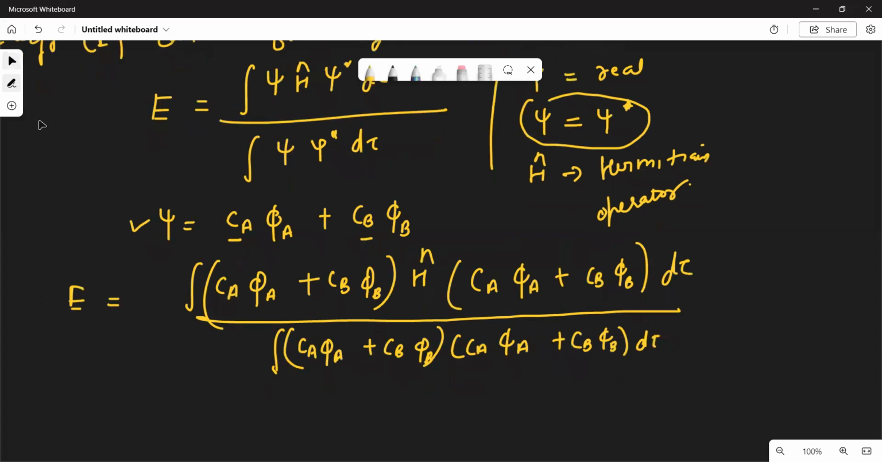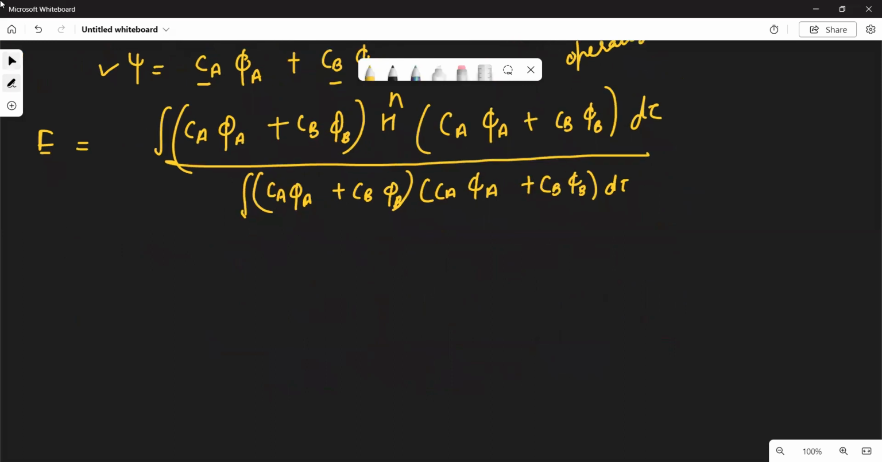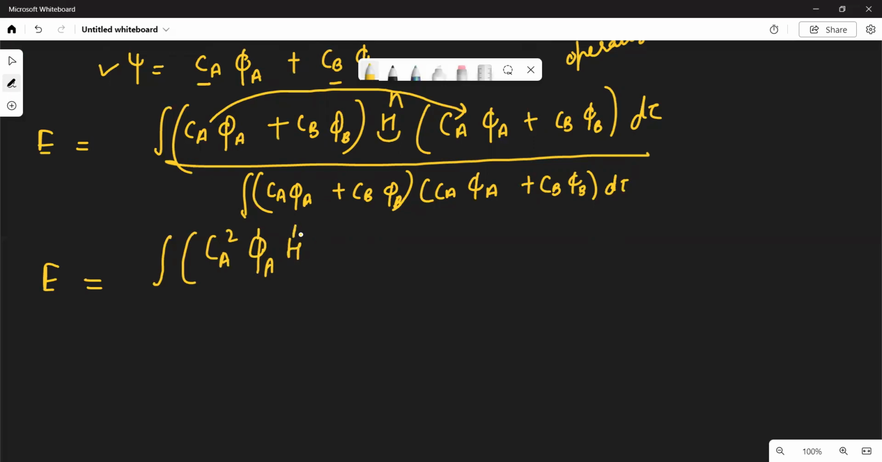So we will solve these integrals. How will we solve? We will solve the brackets and separate the integral. In the first case, we will multiply the first term with the second bracket. So here we will get Ca whole square phi A, and in between we have H, which is the Hamiltonian operator, then we write phi A.